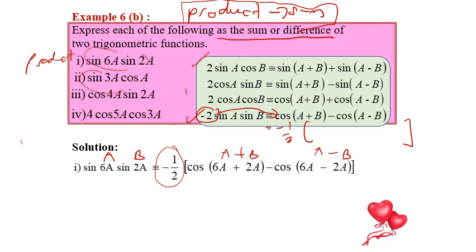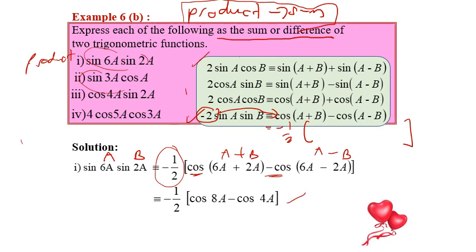So 6A as A, 2A as B. So 6A plus 2A, and then below here, back there is 6A minus 2A. And notice also here, not only do we have a negative in front, but inside here, this one is cos and then minus cos. So you simplify this one, negative 1 over 2. So 6 plus 2 is 8A, and then 6 minus 2 is 4A. So this is the answer.